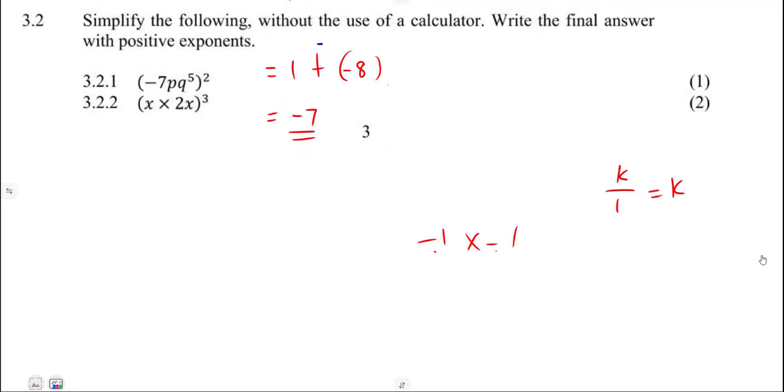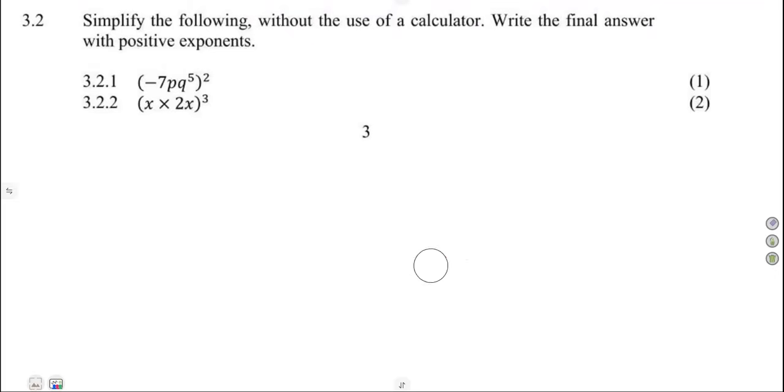Then 3.2, simplify the following again without the use of a calculator. Write the final answer with positive exponents. We do understand that when a negative is raised to the exponent of an even power, it is going to change to a positive. That's exactly what is happening here. A negative to the exponent of 2 is going to change to a positive, so there's no need of us writing that. 7 to the exponent of 2, that is 49.